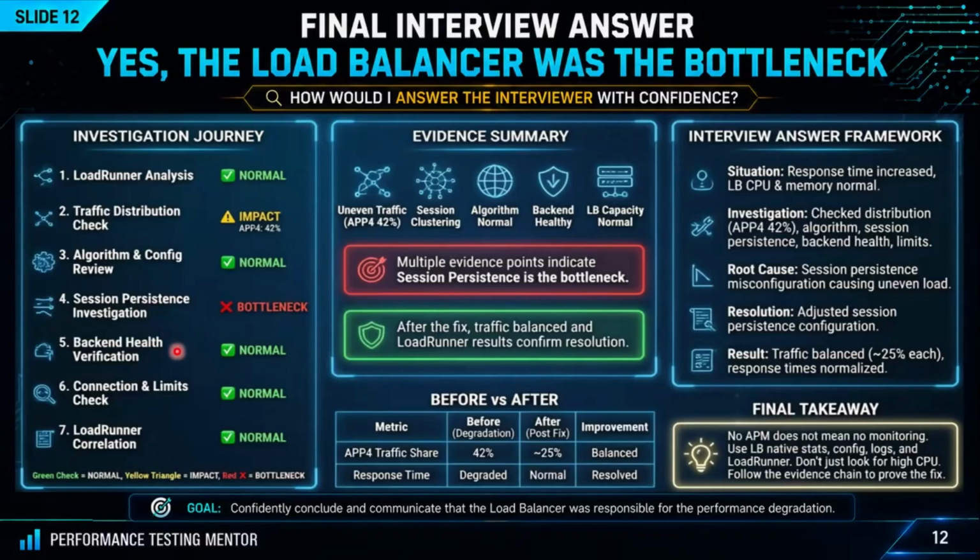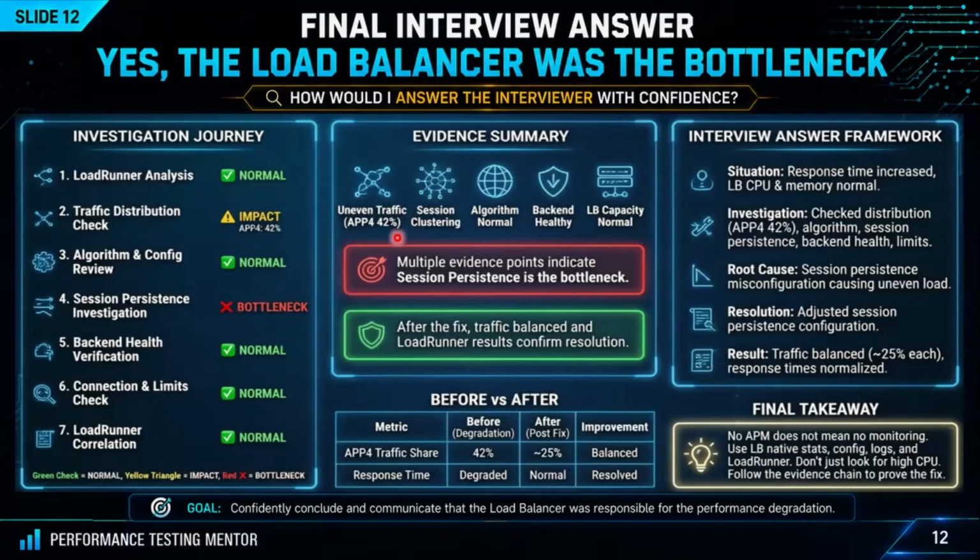I also verify that all four backend servers are healthy. Then I check connection behavior and other relevant load balancer limits. I don't find any evidence of a load balancer capacity problem. Finally, I correlate these findings with the LoadRunner results. The pattern is clear. Load increases, more traffic goes to App4, response time increases, overall response time increases.